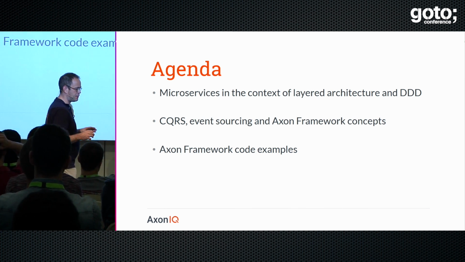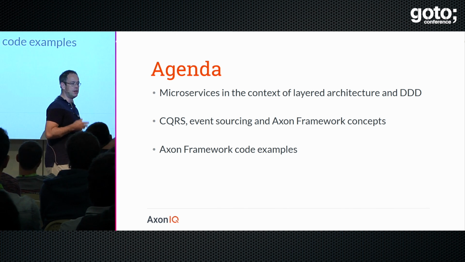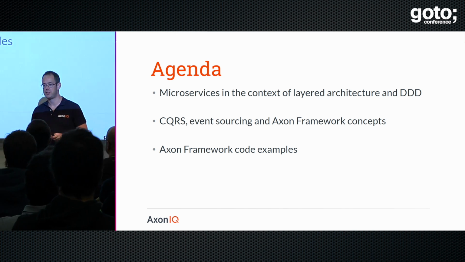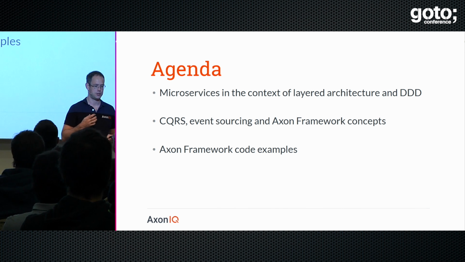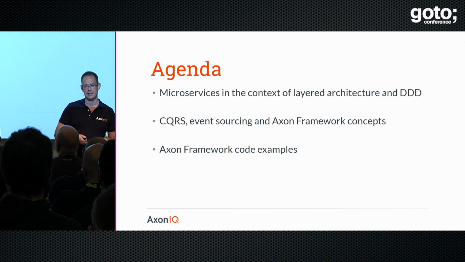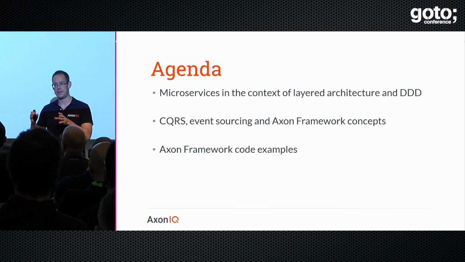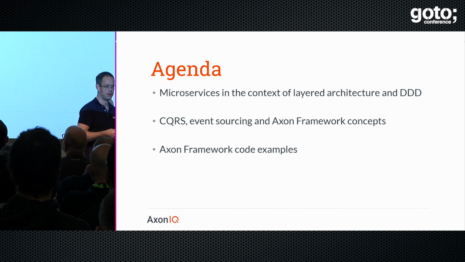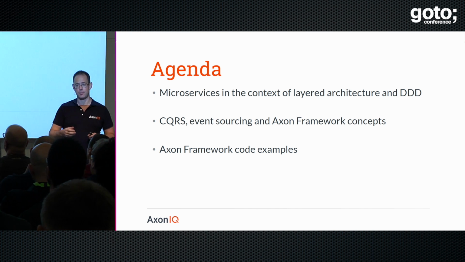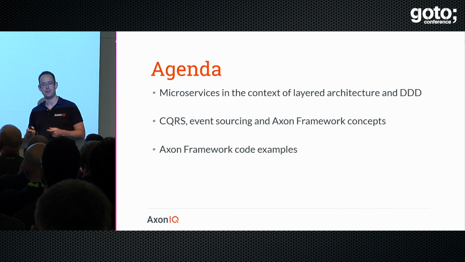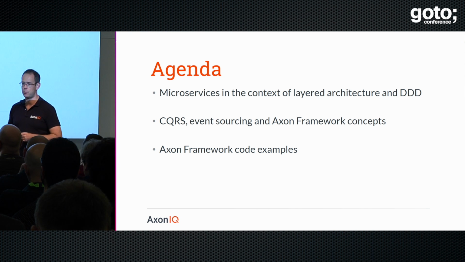Agenda for today, first thing I want to do is to go over typical layered architecture phenomena, the problems associated with those, some stuff about DDD, and how that relates to microservices. And after that I want to jump into CQRS and event sourcing, and how these concepts are implemented in Axon Framework. And then finally I will show you some code examples just to give you a flavor of what it looks like to work with Axon Framework.